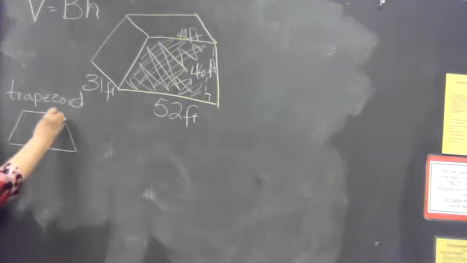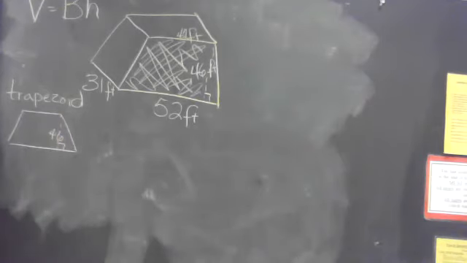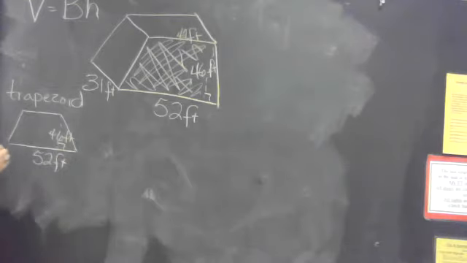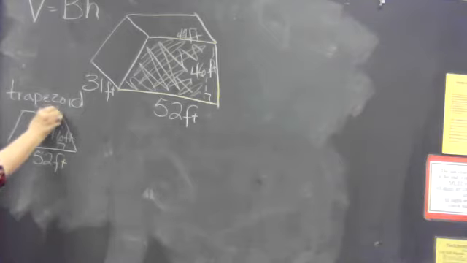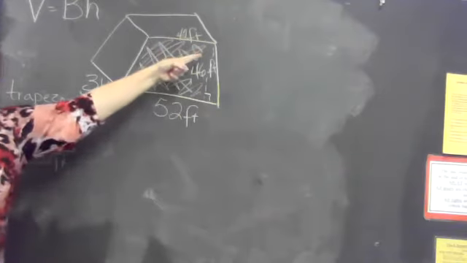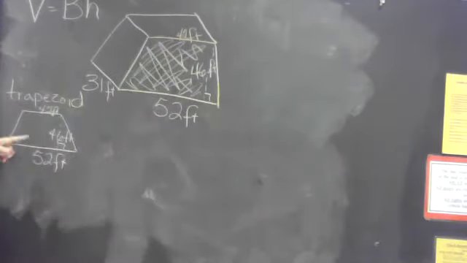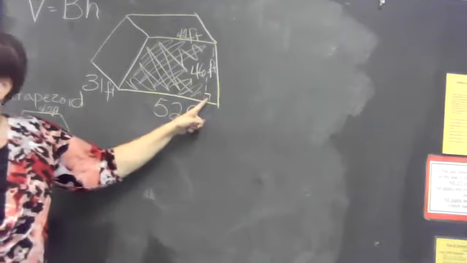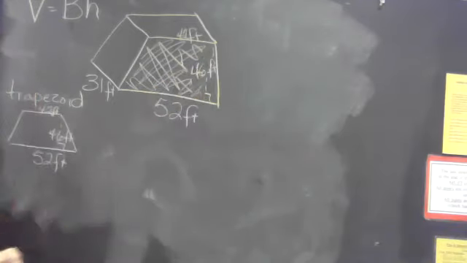So I'm going to put my numbers on it. 46 feet. Here's 52 feet. This one is 42 feet. You see where I'm getting all these numbers? The 52 is this base. The 42 is that base. Trapezoid has two bases. The height is here. Remember, the height has to be perpendicular to the base, okay? So this is the height, which is 46 feet.